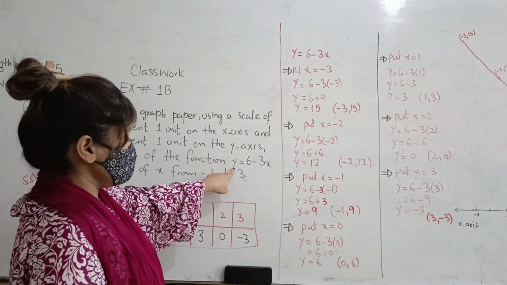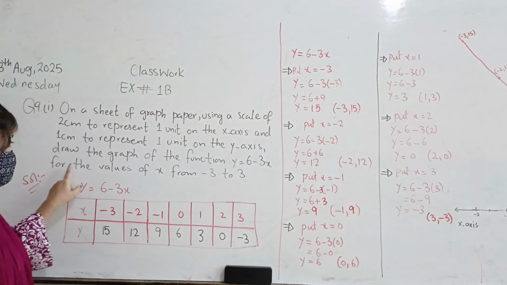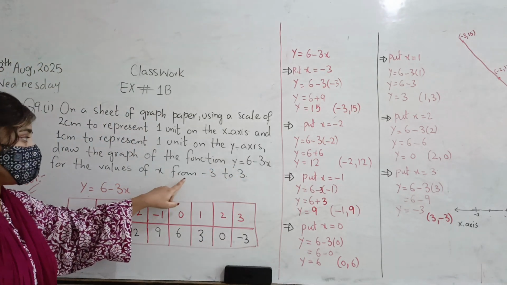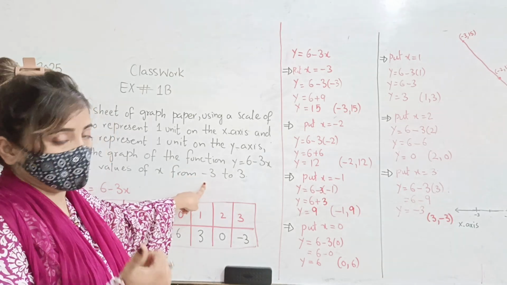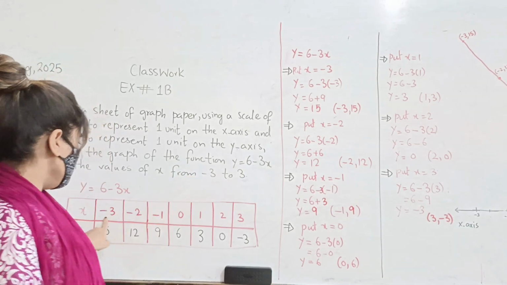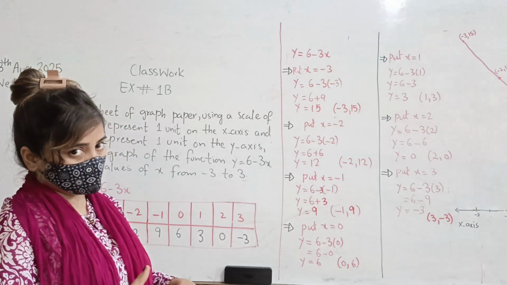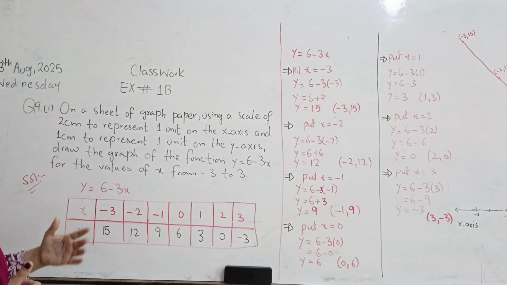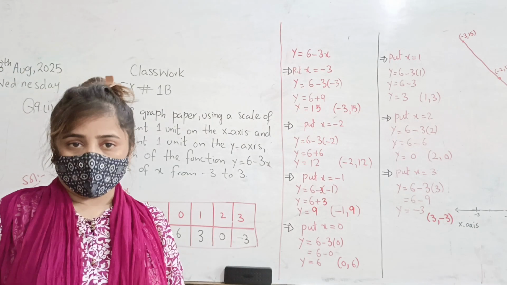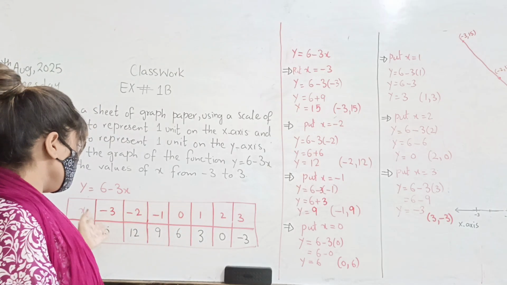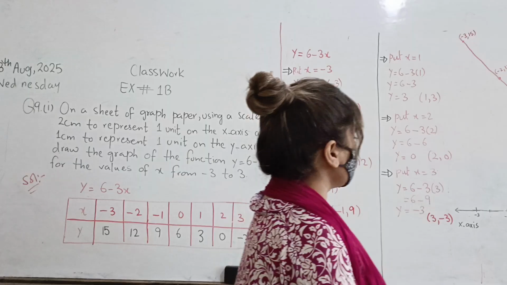Draw the graph, we will draw it. For the function, this is given: y is equal to 6 minus 3x. For the values of x they have given minus 3 to 3. It means that x values are minus 3, minus 2, minus 1, 0, 1, 2, 3. So we will put the values of x one by one in the equation, and then find the value of y.